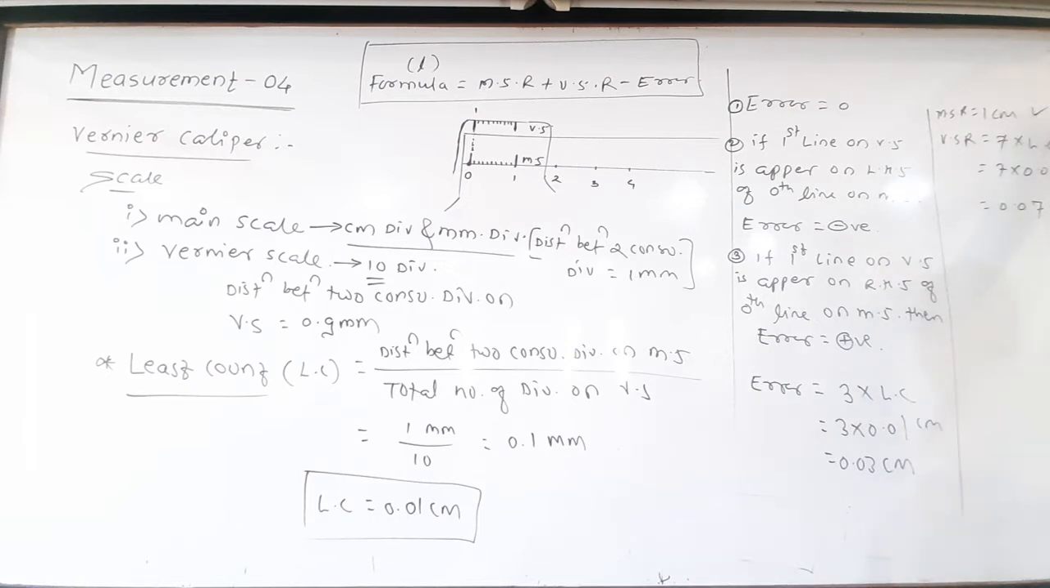Main scale reading is 1 centimeter. Here vernier scale reading is 0.07 centimeter. Error is already calculated, 0.03 centimeter. Put all these values here. Therefore, how much is the length? MSR means 1 plus 0.07.